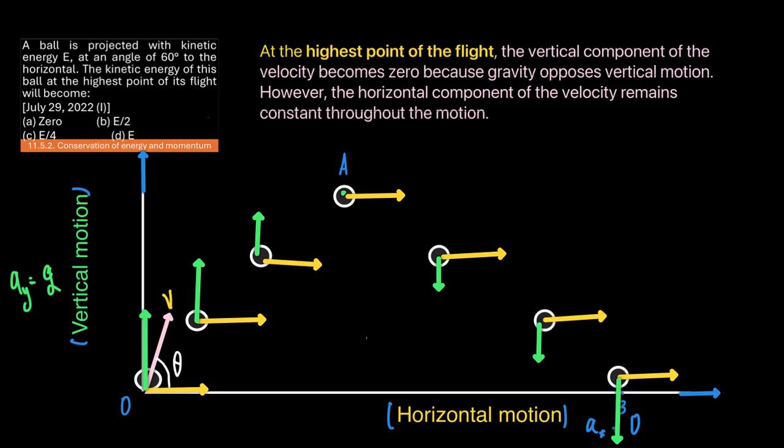projectile motion. Now, at the highest point of flight, the vertical component of the velocity becomes zero because gravity opposes vertical motion. However, the horizontal component of the velocity remains constant throughout the motion, which is represented by this. So we can say that at the highest point, the only velocity is Vx. And what becomes zero? Vy becomes zero. Alright? Now coming to the question.